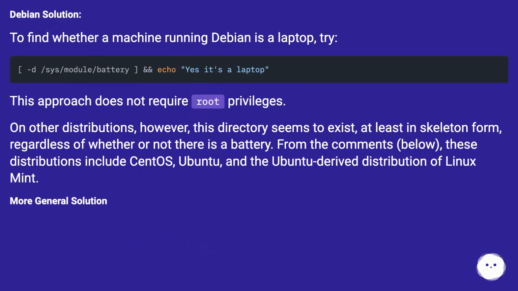Debian solution. To find whether a machine running Debian is a laptop, try this. This approach does not require root privileges. On other distributions, however, this directory seems to exist, at least in skeleton form, regardless of whether or not there is a battery. From the comments below, these distributions include CentOS, Ubuntu, and the Ubuntu-derived distribution of Linux Mint.